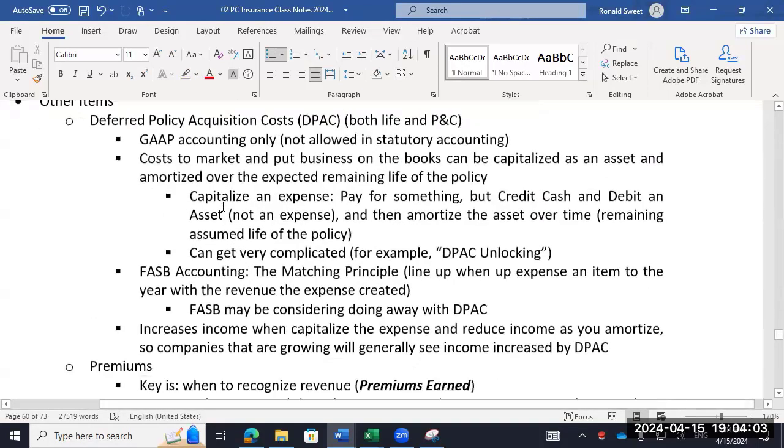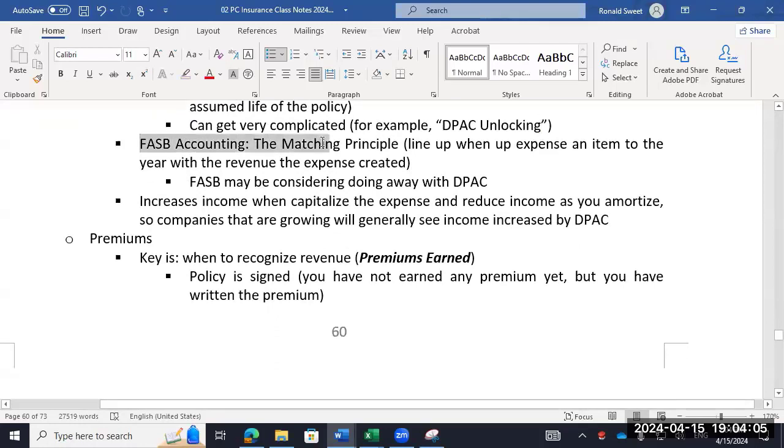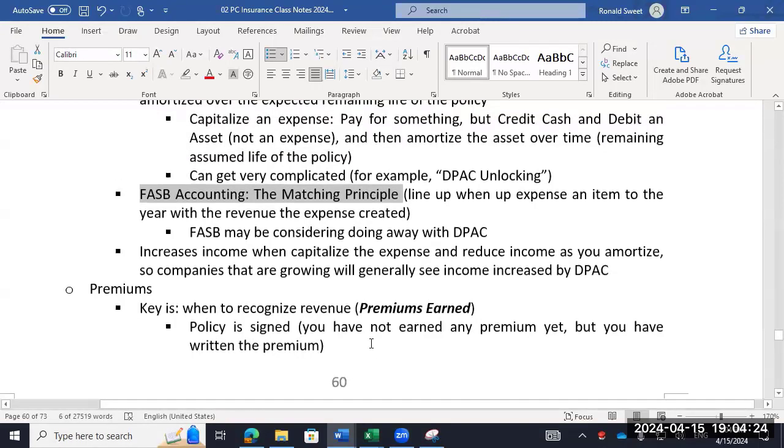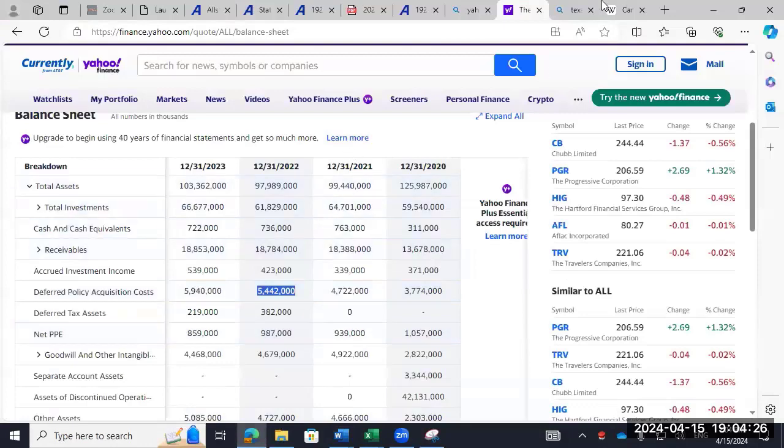And the reason they do that is the matching concept. You incurred all these expenses up front for something you're going to benefit from this policy for the next 10 years. So we allow you to set up that asset. So it reduces your expenses because instead of expensing it, you put it as an asset on the balance sheet and you amortize it out. All right, so you won't see that on all statements.